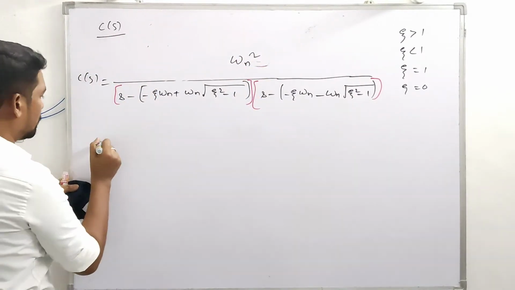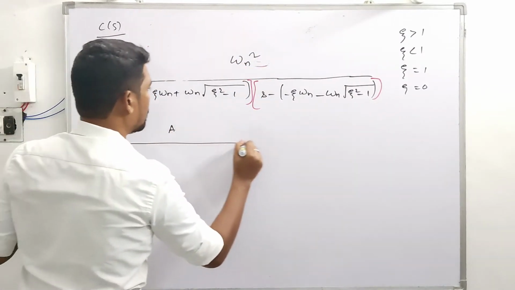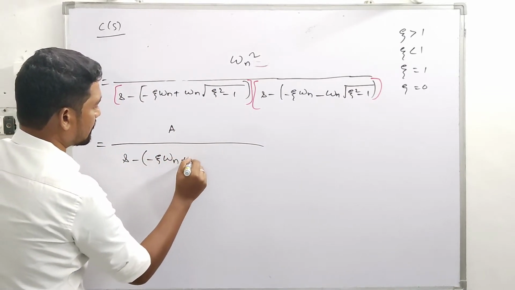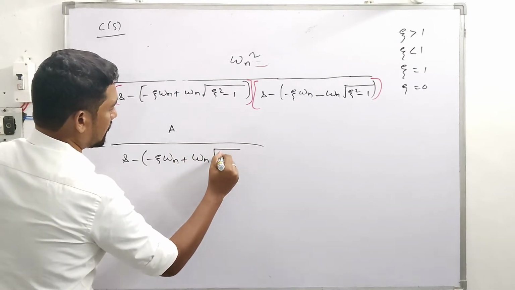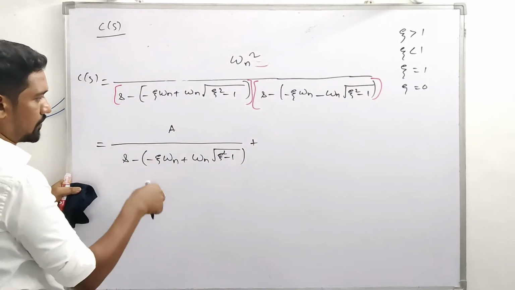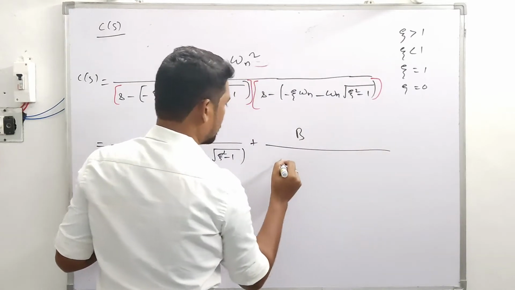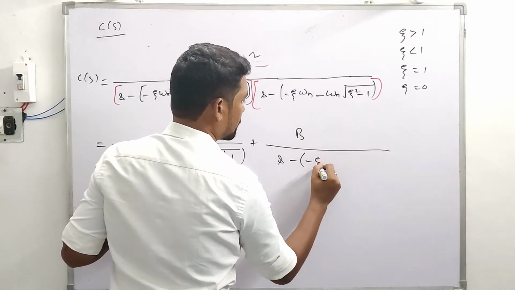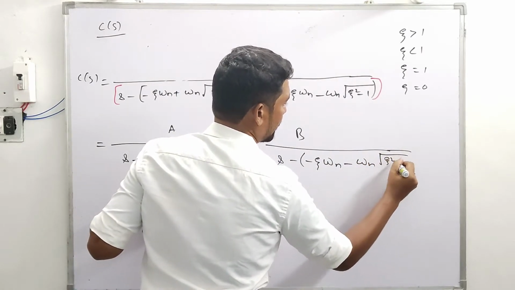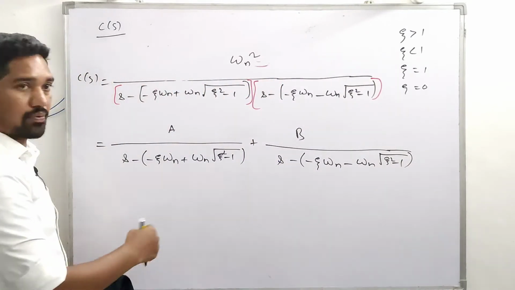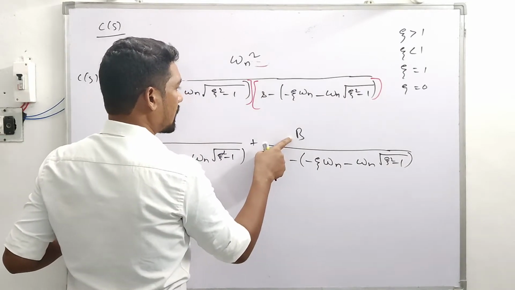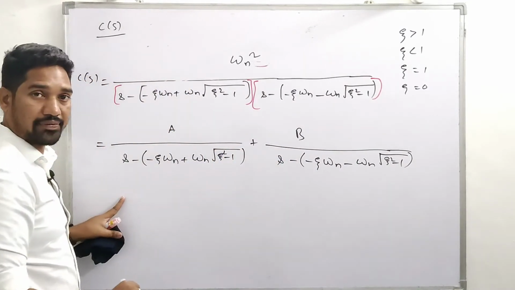Now this could be split into A upon the first root, s minus of minus zeta omega n plus omega n into under root zeta square minus 1, all right, plus for the first root, and B upon s minus of minus zeta omega n minus omega n into under root zeta square minus 1, close the bracket for the second one. All right, now we have to evaluate the values of A and B individually. All right, plug in over here, then we have to carry out the analysis.